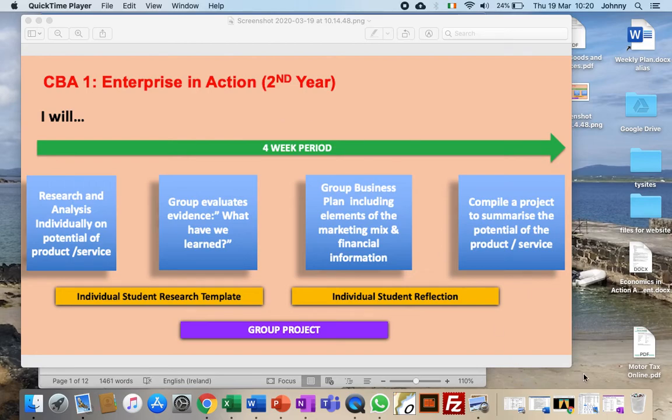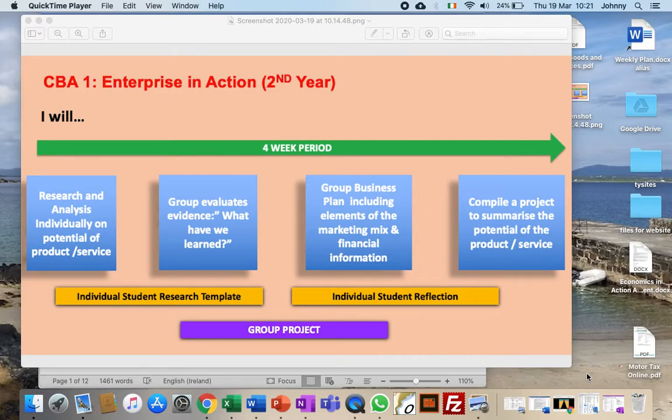Okay, this is going through your preparations and the start for your CBA, which starts next Monday, the 23rd of March. So I'm assuming that we are all doing enterprise in action, but if you're doing finance or if you're doing an economic issue, the same basic process and the same start will apply.